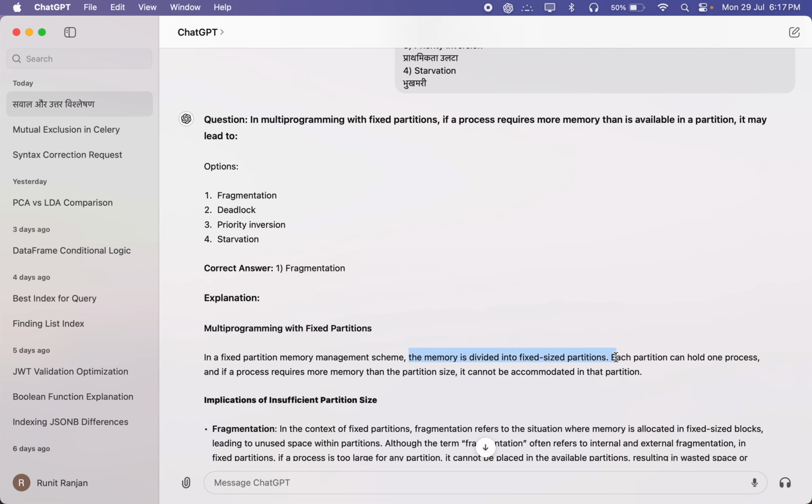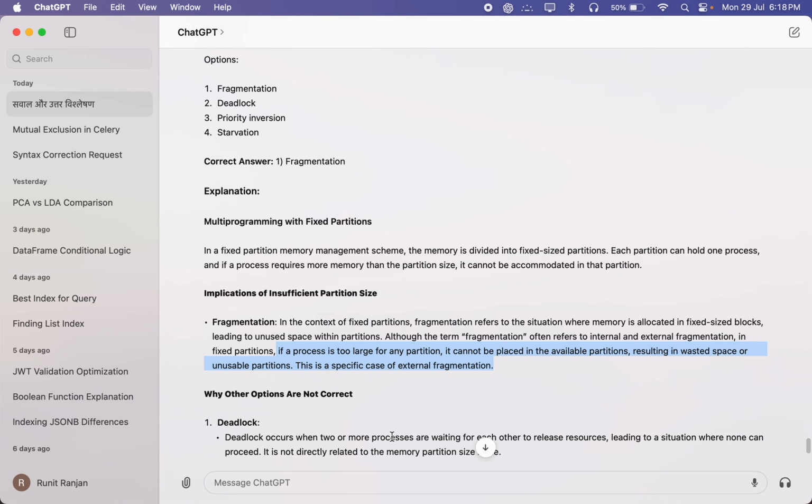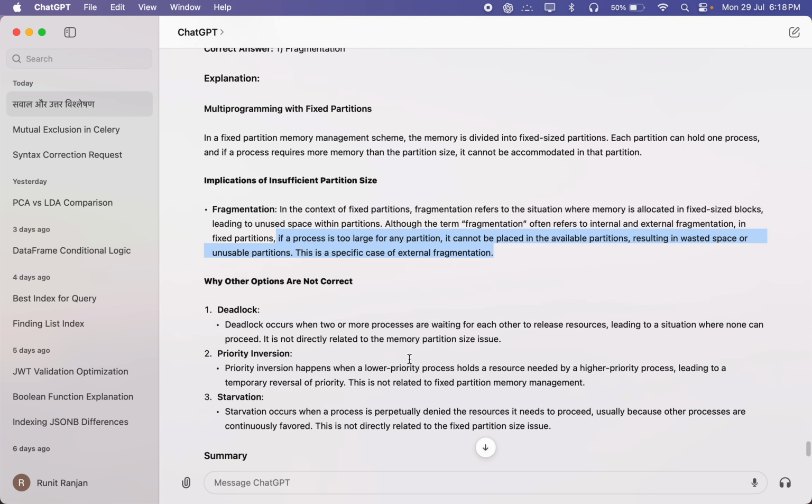So it's written here: the memory is divided into fixed size partitions. Each partition can hold one process, and if a process requires more memory than the partition size, it cannot be accommodated. In the context of fixed partitions, fragmentation refers to a situation where memory is allocated in fixed size blocks, leading to wasted space within partitions. Although the term fragmentation often refers to internal and external fragmentation, in fixed partitions, if a process is too large for any partition, it cannot be placed in the available partitions, resulting in wasted space or unused partitions. This is a specific case of external fragmentation.